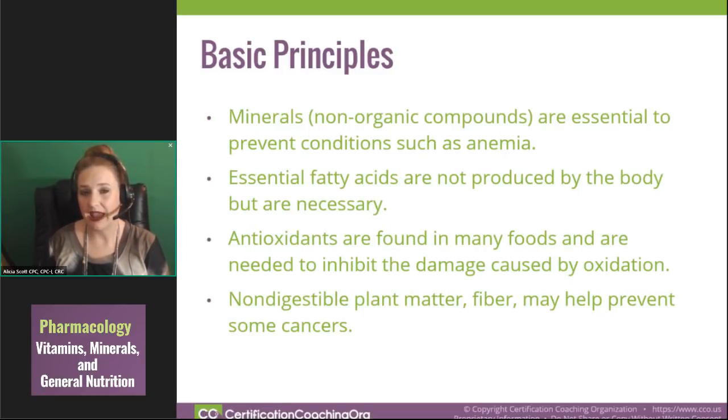Minerals are non-organic compounds. We still need vitamins and minerals in our body, especially to prevent things like anemia, right? Iron is a mineral, and we need iron. We need copper. Iron is talked about, right? But copper is not as much. So we'll talk about that a little bit.